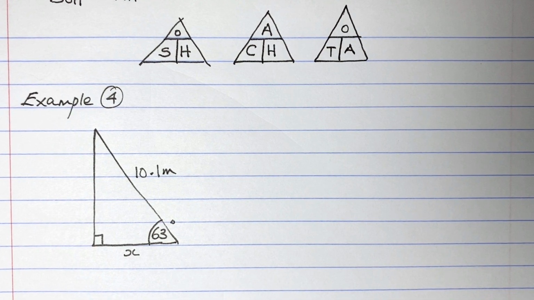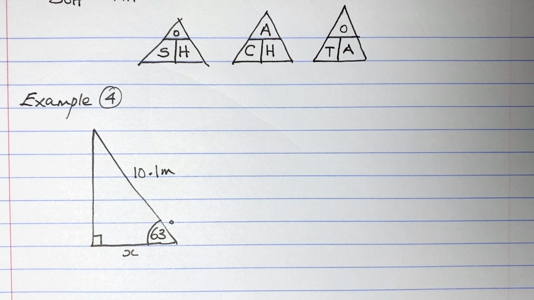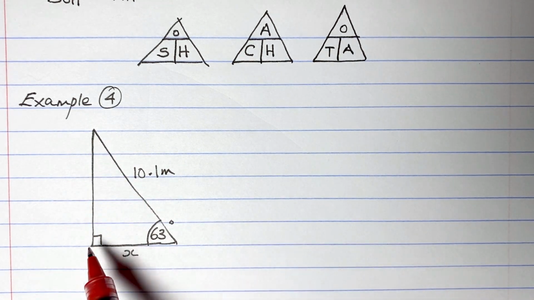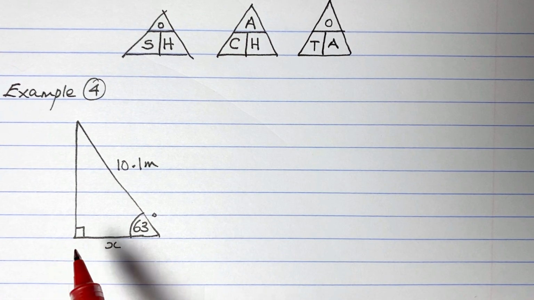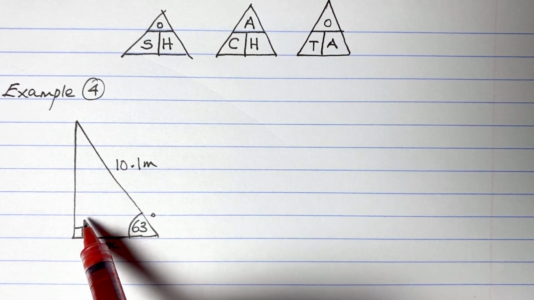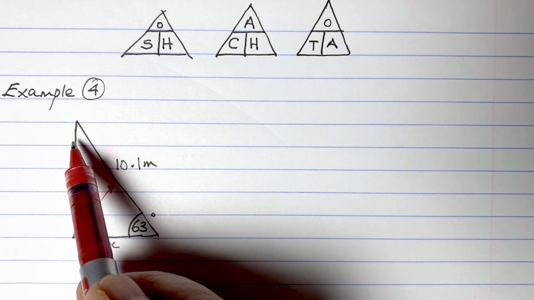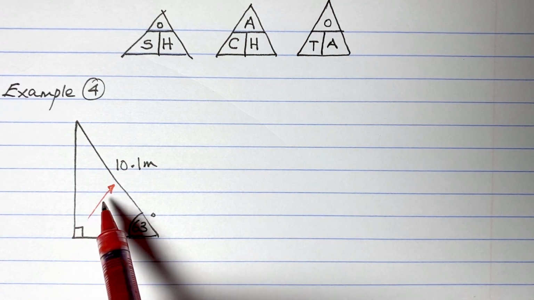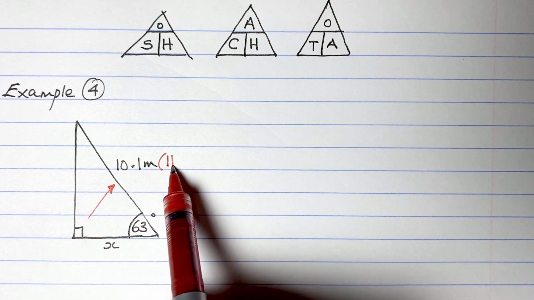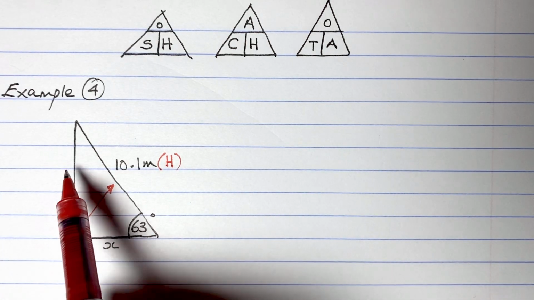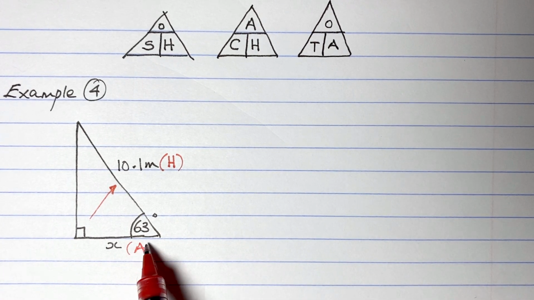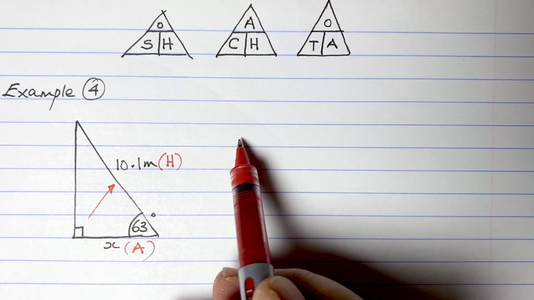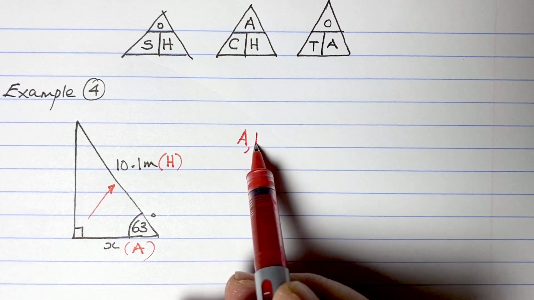Okay, as always, label the side which is given or required. We don't need to label this side. Nobody asked me to find it. Nobody gave me any information about it. But they gave me 10.1. But 10.1 is the length of the hypotenuse because it's opposite the 90 degrees. That's H. Opposite would be here. Not given, not needed. So this must be the adjacent. So you can see the two letters involved are A and H.